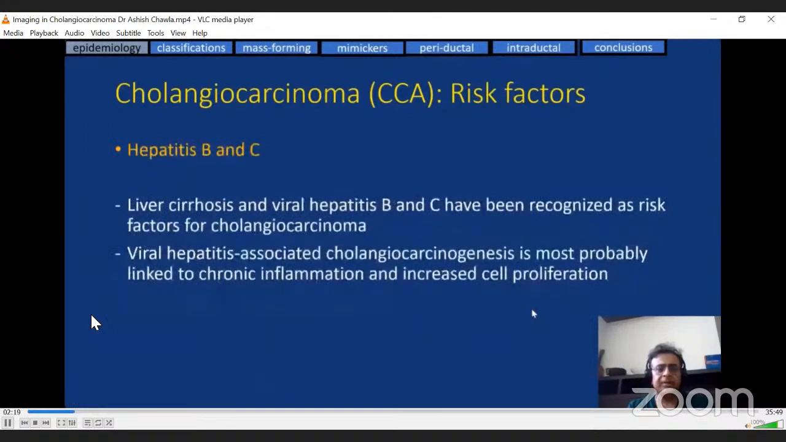Hepatitis B, hepatitis C, and liver cirrhosis are common risk factors for developing both cholangiocarcinoma and hepatocellular carcinoma. So be aware of that. Many times the clinician asks whether the patient with cirrhosis has cholangiocarcinoma or hepatocellular carcinoma. So that's where the role of the radiologist becomes very good.